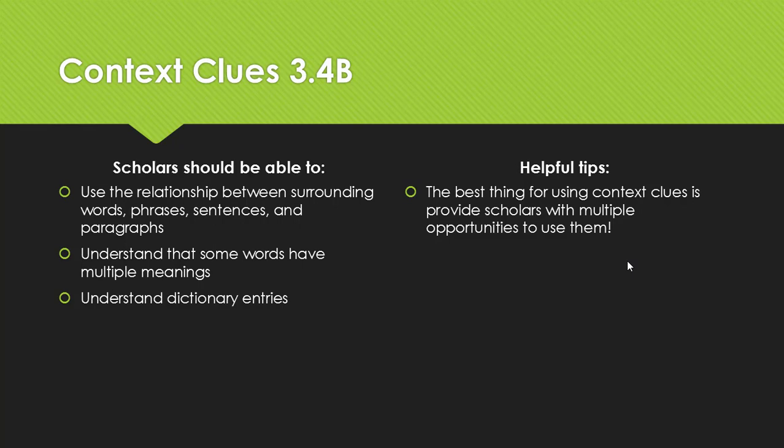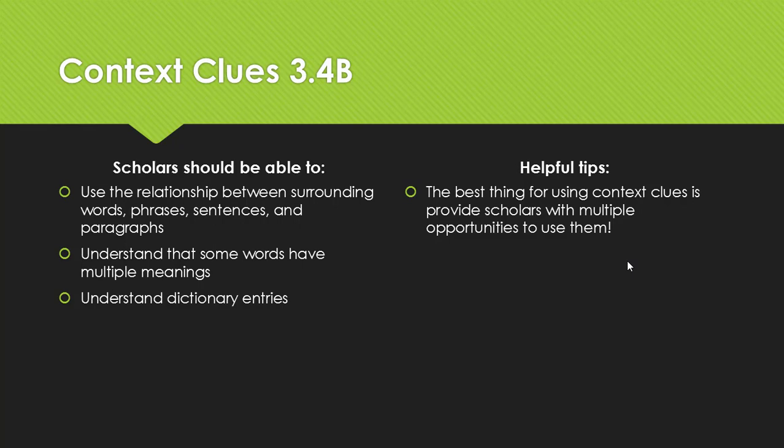They also need to understand dictionary entries. The first question on CA1 is a dictionary entry type question. So scholars need to be familiar with how words are presented in a dictionary and how they can pick the correct meaning based off of the text evidence.